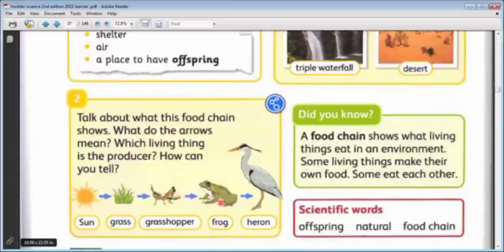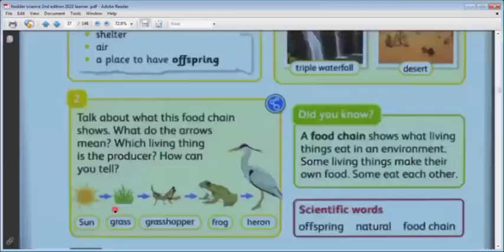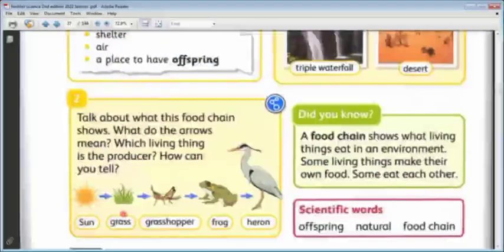Insects, frogs, heron, humans, all the other living things can't make their own food. They eat each other. Like here, this bird eats the frog. The frog eats the grasshopper. But none of them can make its own food. Only grass, as a plant, can make its own food. So we call the grass and all the other types of plants producers. Okay?